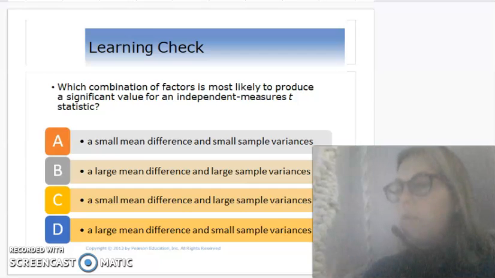So you have those 4 different options there. Option A, a small mean difference, that's going to be a small number at top. A small sample variance, that's going to go into that formula for the bottom. A large mean difference and a large sample variance, or a small mean difference and a large sample variance, or a large mean difference and small sample variances. So I'm going to give you a minute to think about that. And at the end of this clip, I'll tell you the answer.